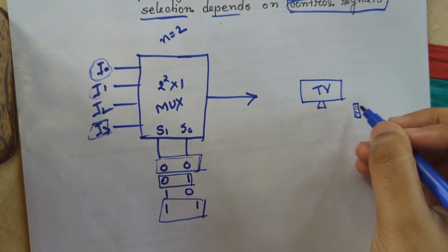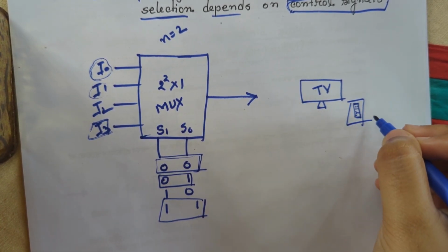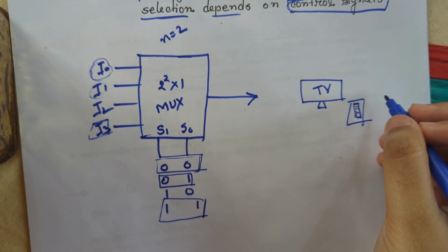Think of your TV remote: you have many channels as inputs, but this remote works as a selector, means it selects that you choose one channel and it shows on the TV screen.